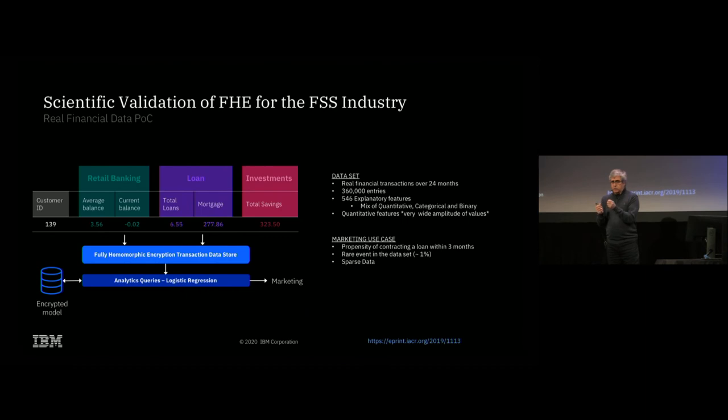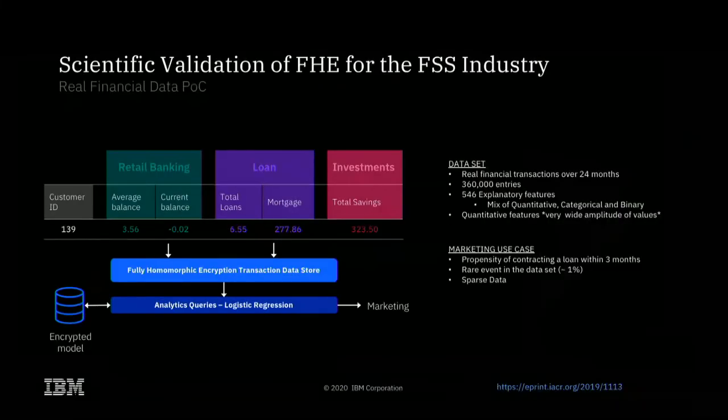This is an important task they do because they can upsell loans. But look at the second bullet there. It's a rare event in that data set. It's around 1%, which basically means that if I didn't do any machine learning, just said no, I'm going to be right 99% of the time.